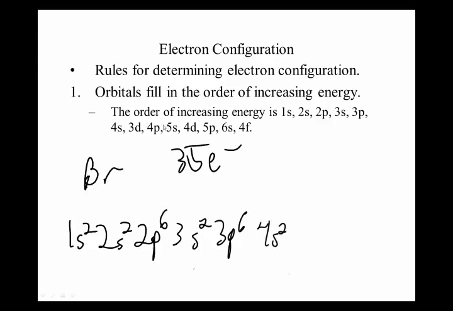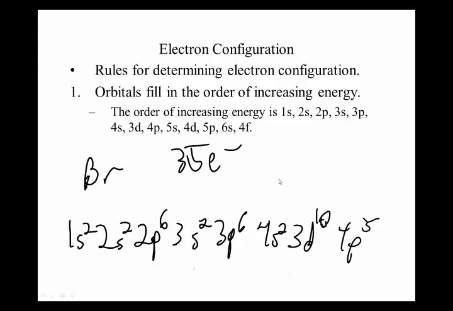We got 6 and 6 is 12, 13, 14, 15, 16, 17, 18, 19, 20. I still have 15 more to use. Well, 3d, I have more than 10. I can put 10 in the 3d because it comes next. And then I go to 4p. So now I've used up 10, 6 and 6 is 22, 23, 24, 25, 26, 27, 28, 29, 30. I need 5 more. Any of the p's can hold 6 electrons, so this will hold the remaining 5 just fine.